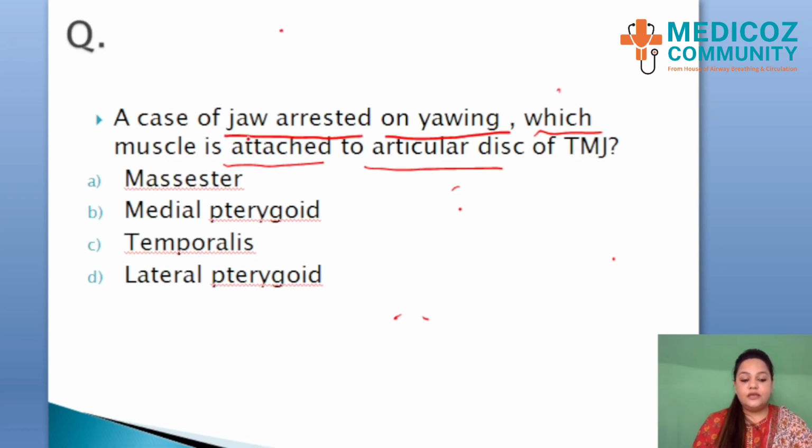So now we will see the question here. Yes, here is the case of a stuck jaw, and we have to identify the muscle that is attached to the articular disc as well. So now we have got the answer for this question, that is the lateral pterygoid muscle.